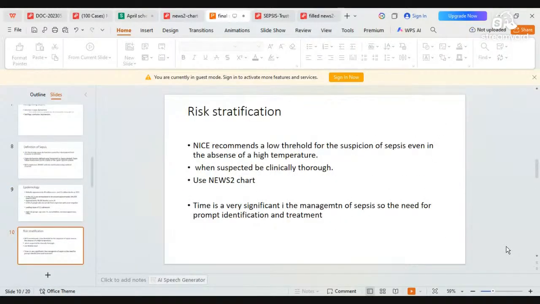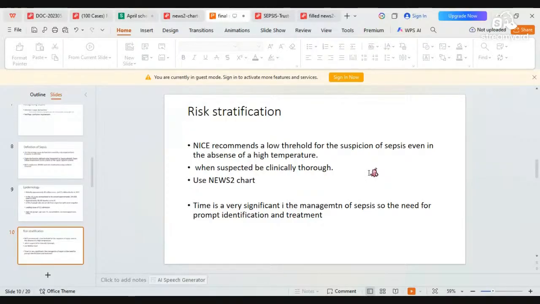Going forward, let's talk about risk stratification of patients you suspect to have sepsis. Now, NICE recommends that you have a very low threshold for suspicion of sepsis, even in the absence of high temperature. Basically, the guideline says that if you think a patient has a fever or an infection, have a high index of suspicion that this patient may be having sepsis, even if the temperature is not very high.